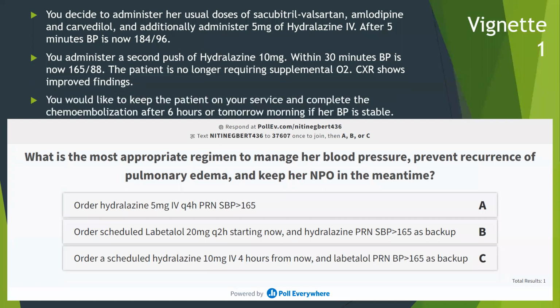So you kind of want to keep this patient on your service and complete the chemoembo either after 6 hours at the end of the day or tomorrow morning if her blood pressure is stable. So if you're going to keep her NPO for the rest of the day, just in case you can do this at the end of the day, what do you want to do? Which of the following is the most appropriate regimen? And again, I'll give you guys about a minute to think about it and answer.